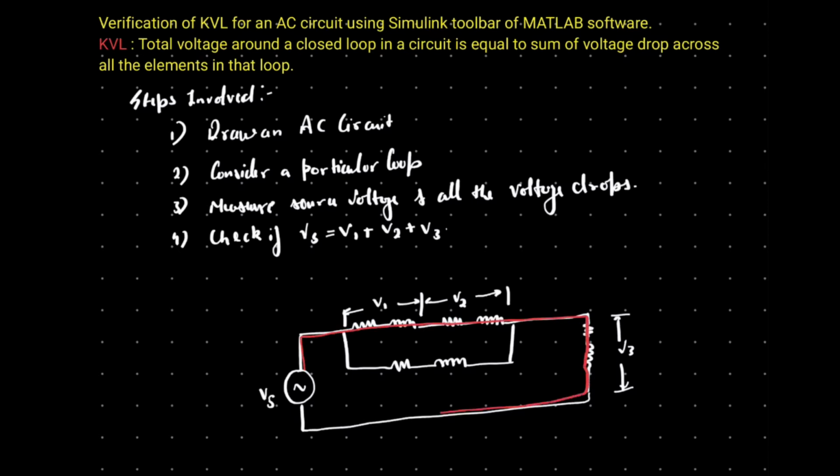The third step is that we have to measure the source voltage and the voltage drops across all the loads in that particular loop. So in short, we have to measure Vs, V1, V2 and V3. And finally, we will check whether Vs is equal to the algebraic sum of V1, V2 and V3. If it is coming equal, then we can say that our KVL is verified. Okay, so let's move on to MATLAB Simulink and try to verify that.